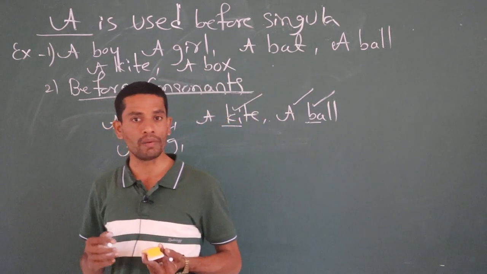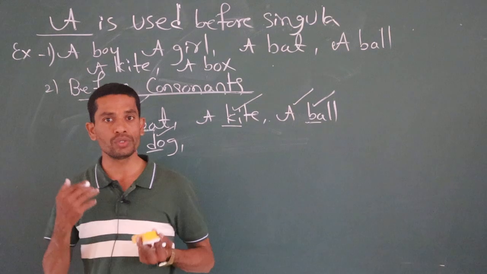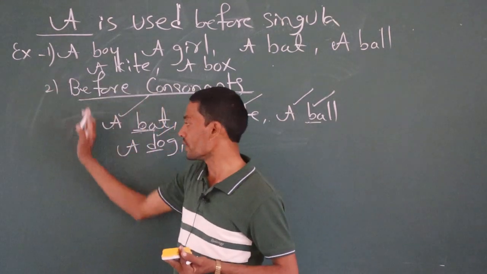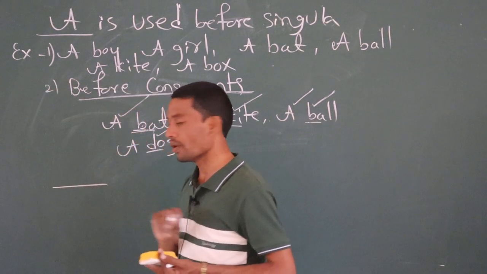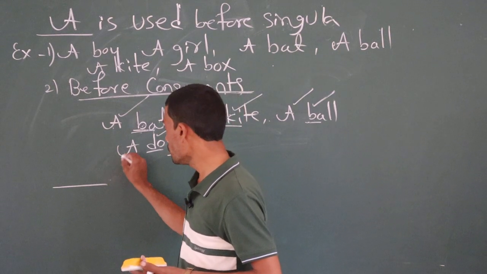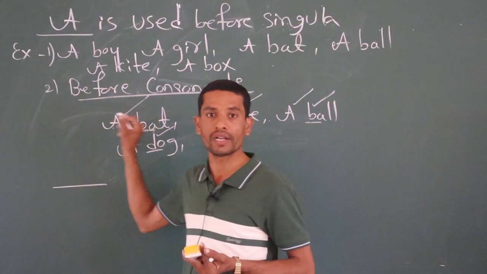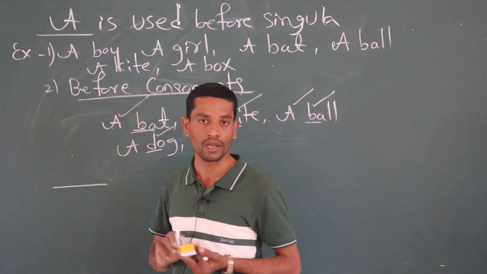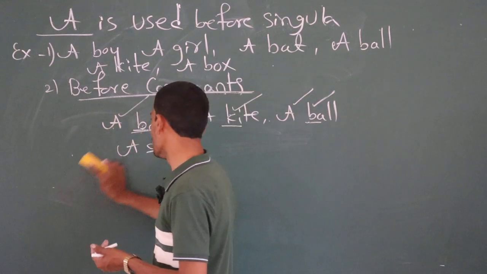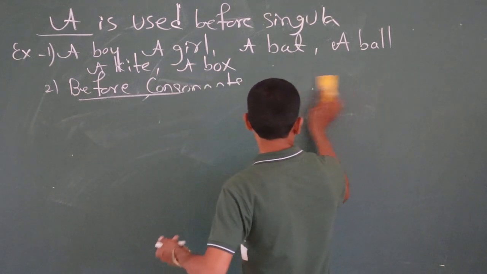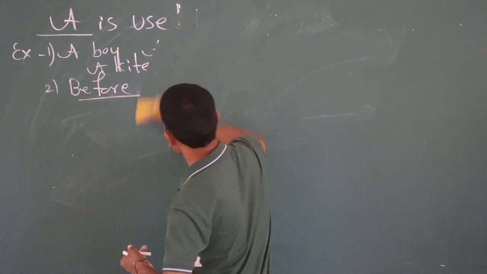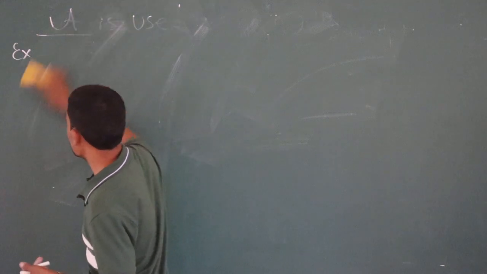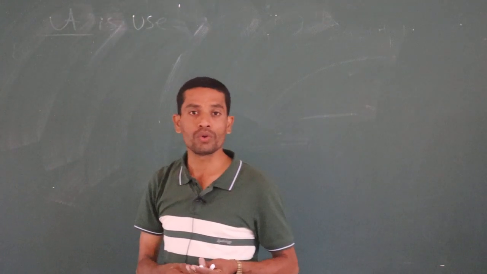So, whenever you go for writing competitive exams, they are going to give some examples of articles. Like this they will give, and you have to observe the first letter, whether that is consonant or vowel. If it is vowel, we have to use an article. This is the second rule. So, we discussed the two rules. Before singular, we have to use a article, and before consonant sound, we have to use a article.